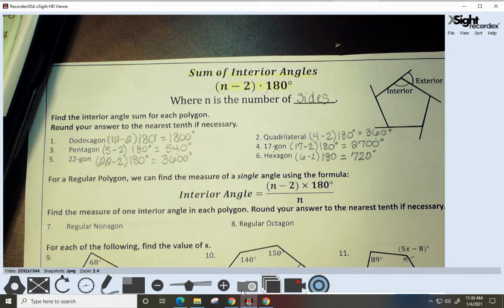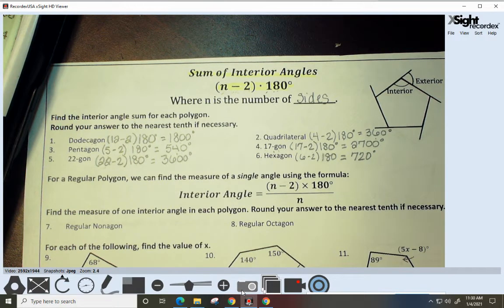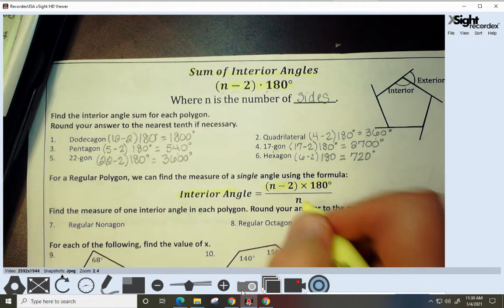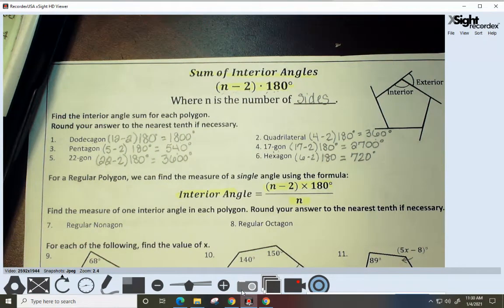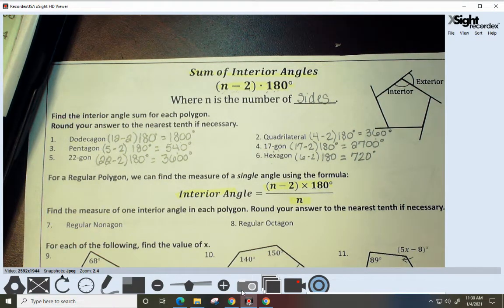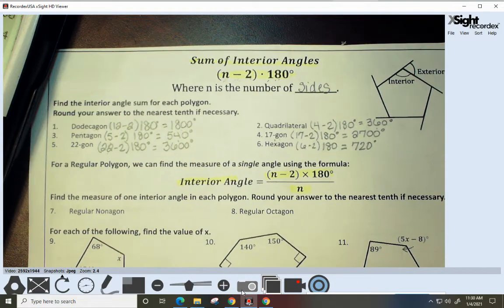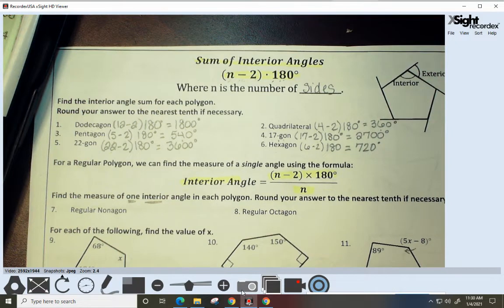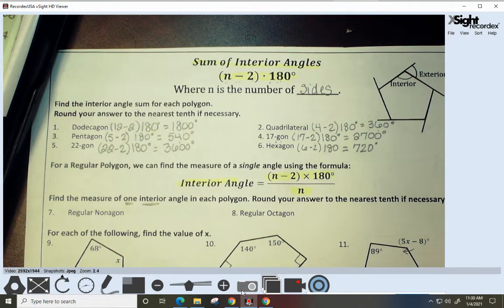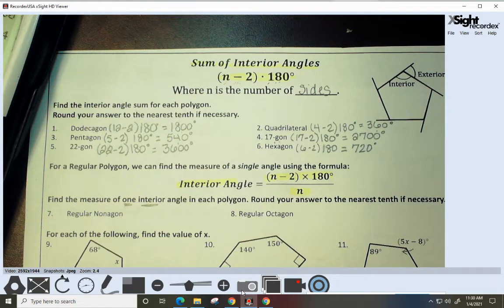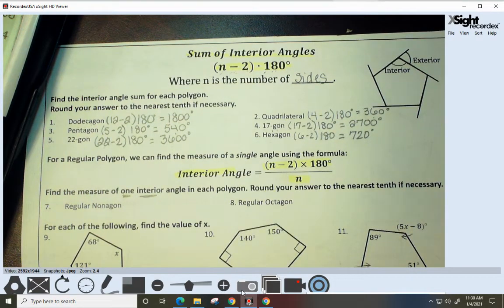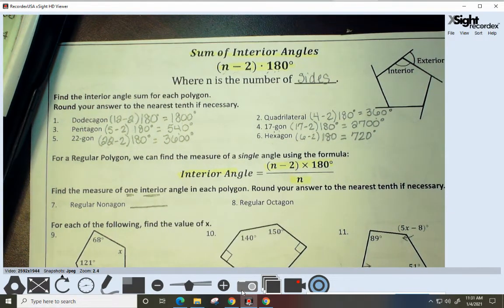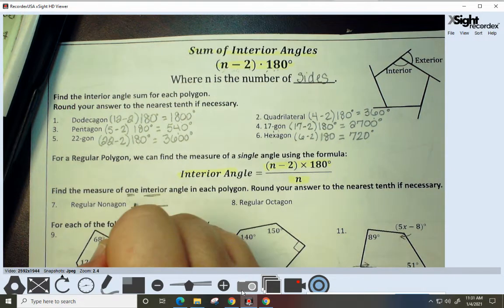Now, for a regular polygon, we still have to find how many degrees are inside of it, and then we divide by however many sides I have. It says to find the measure of one interior angle, rounding your answers to the nearest tenth if necessary. A lot come out even, but some will need to be rounded. So we're still going to find out how many degrees are inside, using the formula above.